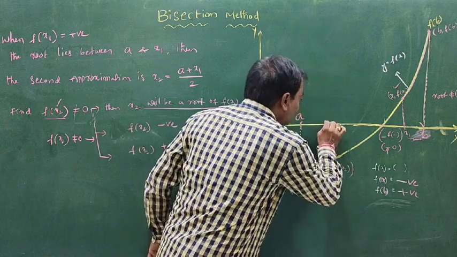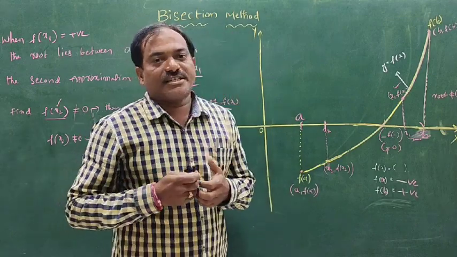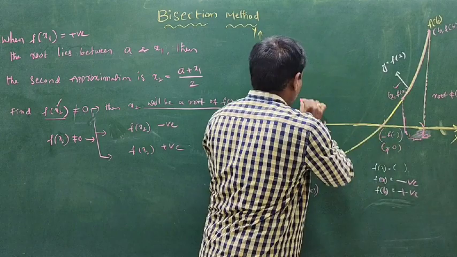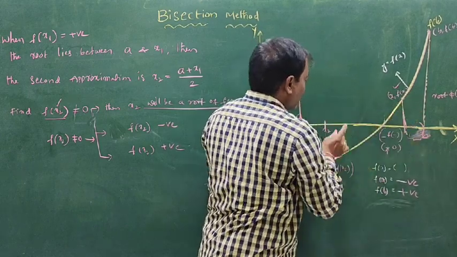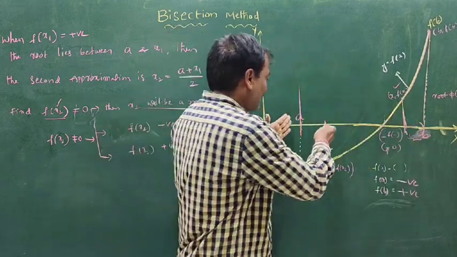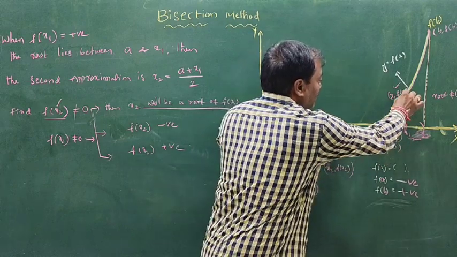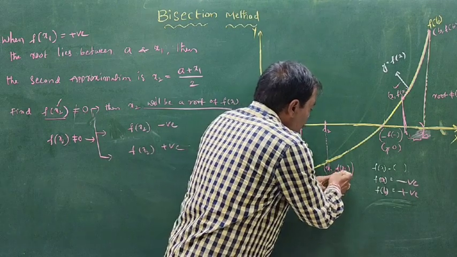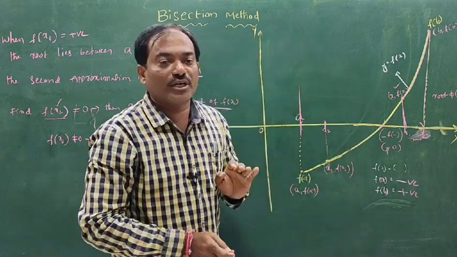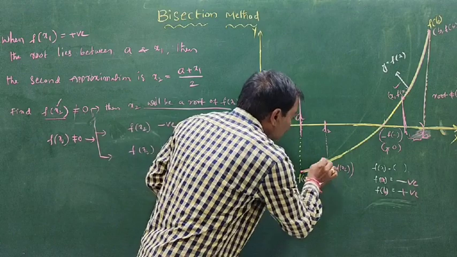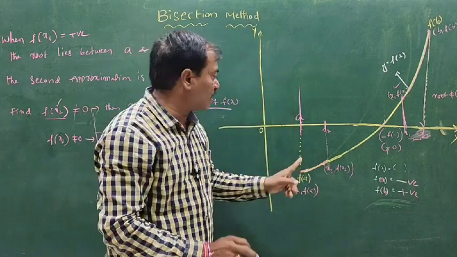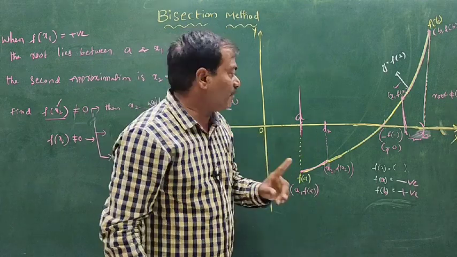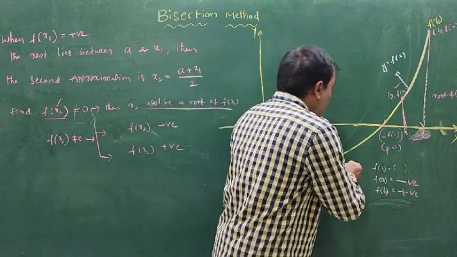Now again check it. The interval a to x1 is again divided into two parts. This is the first part and this is the second part. In this part, f of a and f of x2 are both in the fourth quadrant, as this is the graph of the function. So there is no root between a and x2. The only possibility is that the root lies between x2 and x1.